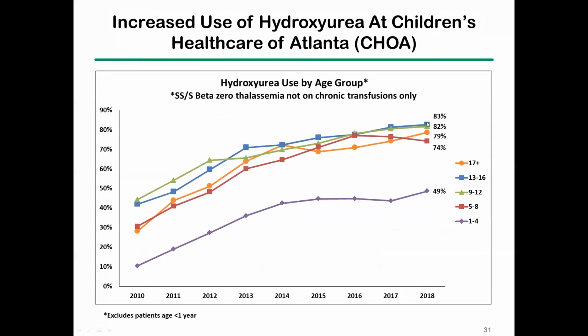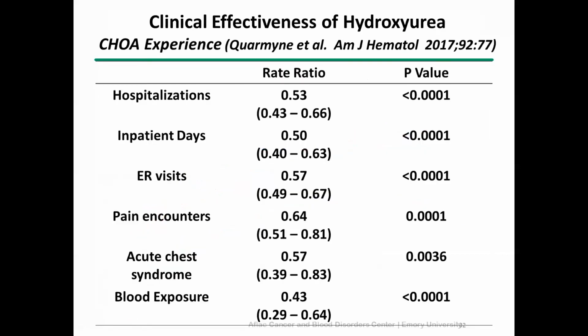And you can see that in the older age groups we've reached a point, and it's pretty much flattened out, that roughly 80% of all of the children over the age of 5 who are eligible to use Hydrea have chosen to take it and are taking it. And that in the young kids, from 1 to 4 years of age, the percentage has increased to about 49%. And then the last slide, which is very important, is that we all recognize that each person is different and that not everything works for everybody.